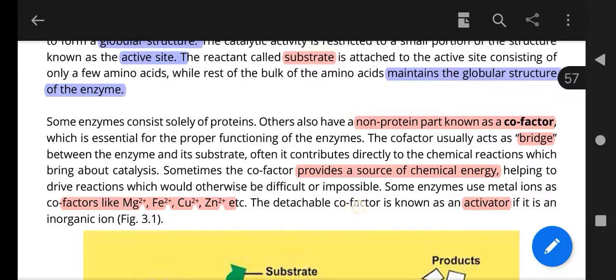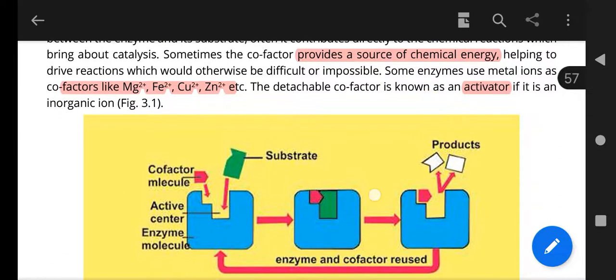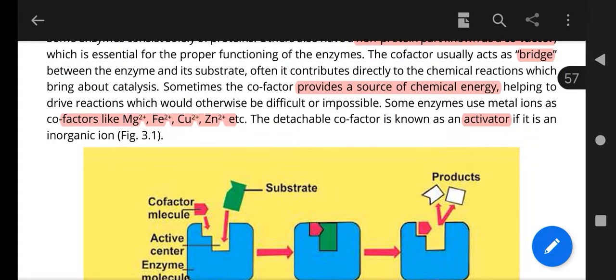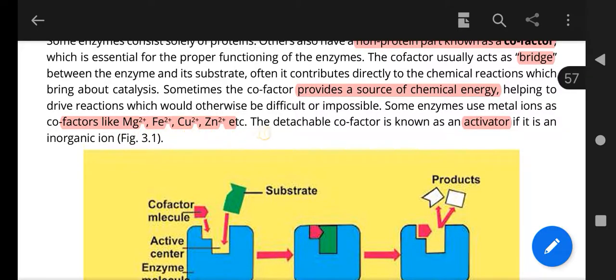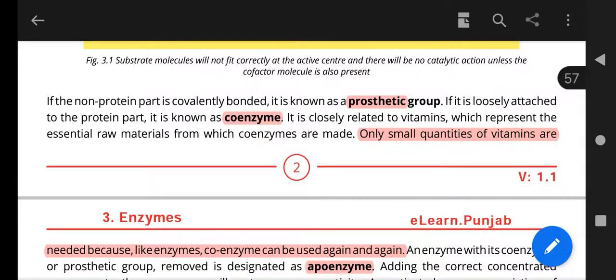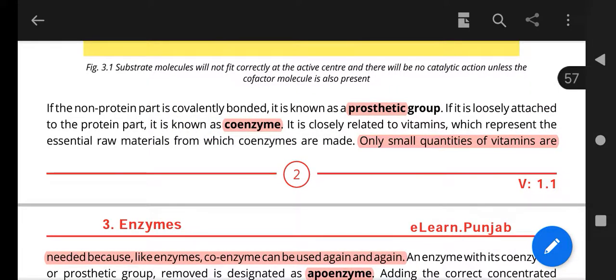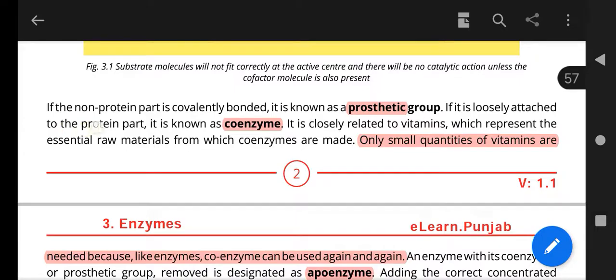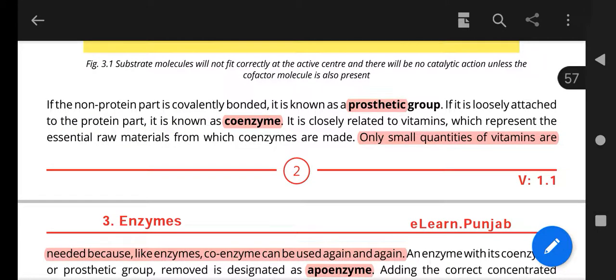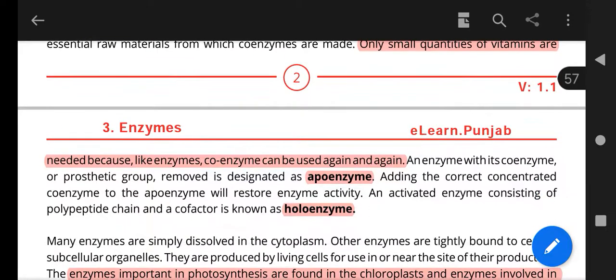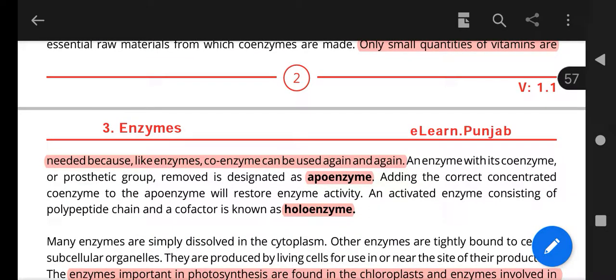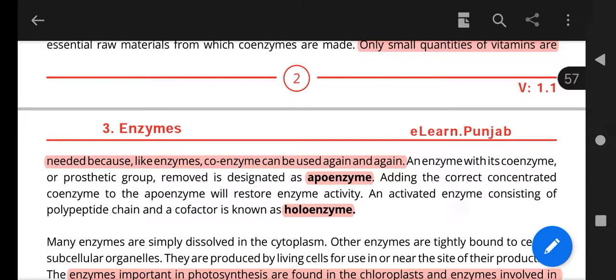The detachable cofactor is known as an activator if it is an inorganic ion, for example Mg2+, Fe2+, copper, zinc. If the non-protein part is covalently bonded, it is called the prosthetic group. If it is loosely attached to the protein part, it's called a coenzyme. Next is a very important concept about the quantity required. Only small quantities are needed because, like enzymes, coenzymes can also be used again and again.